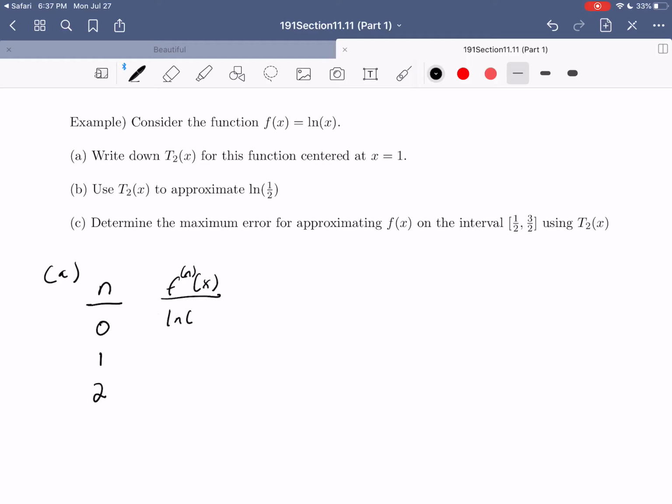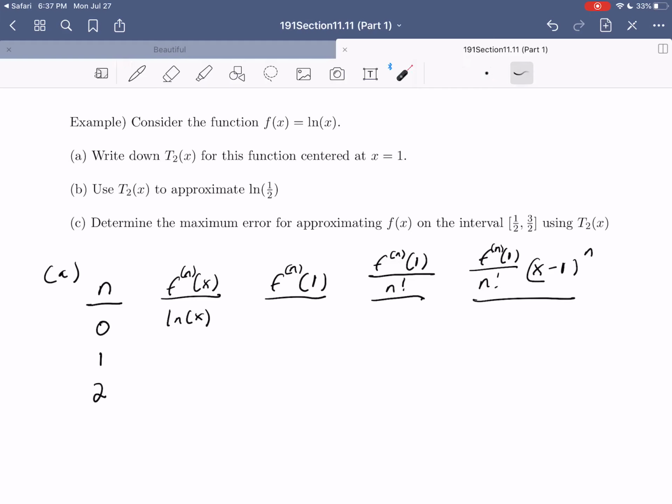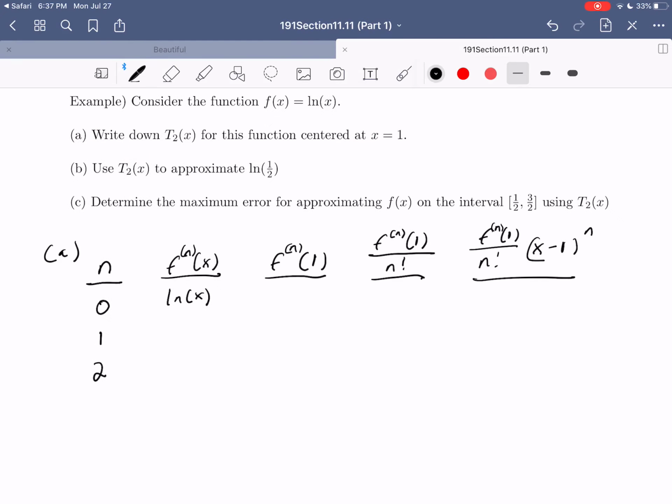We'll put ln x right here. Then the derivatives evaluated at the center, which is 1. Then those derivatives evaluated at 1 divided by n factorial. And then the derivatives evaluated at 1 divided by n factorial times x minus 1 to the n. This time, if we see any simplifications, feel free to do it, because again, we're not looking for a general pattern. We're literally just looking for the second degree polynomial that approximates ln x.